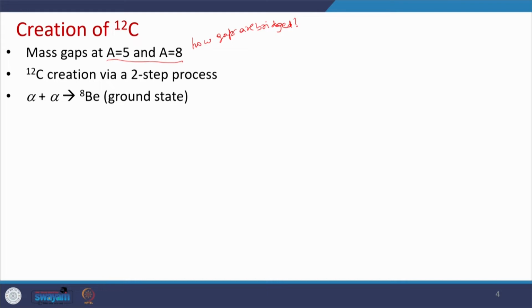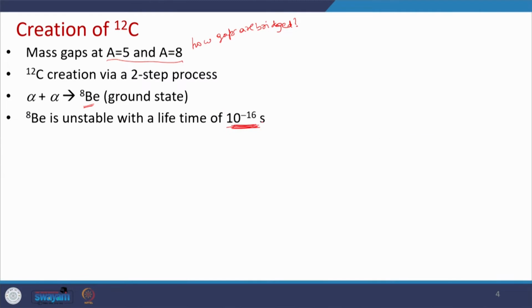All right. So, what is this 2-step? First, alpha plus alpha is giving rise to beryllium 8 in the ground state. But the problem is its lifetime is of the order of 10 to the power of minus 16 seconds. So, what can you expect? Once alpha and alpha undergo fusion with each other, beryllium 8 is formed and it quickly goes back to the 2 alpha particles. So, you can expect some kind of equilibrium between 2 alpha particles and beryllium 8, with a very short lifetime, 10 to the power of minus 16 seconds.